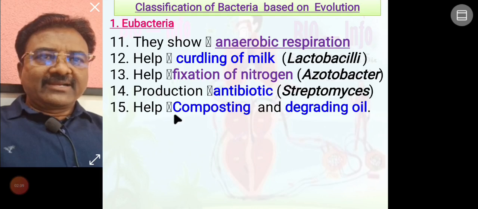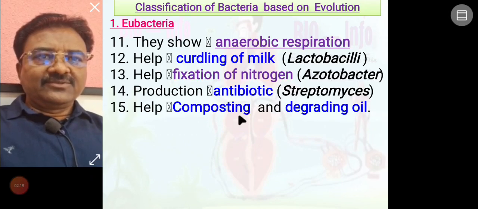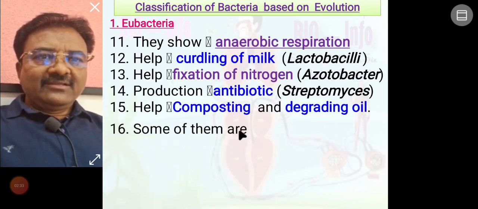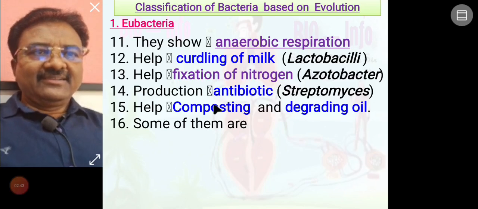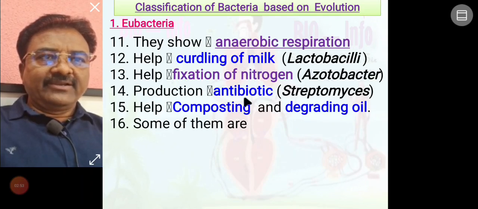Some eubacteria also help in composting, preparing organic fertilizer. So it is also a helpful bacteria. Oil degrading also takes place by eubacteria. All of these noted above are helpful bacteria and they provide benefit to human beings, like curdling of milk, fixation of nitrogen, production of antibiotics, help in composting, and degrading oil.